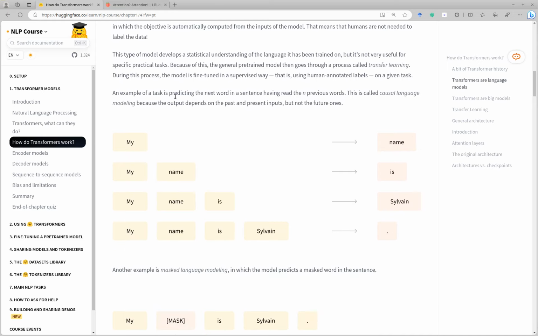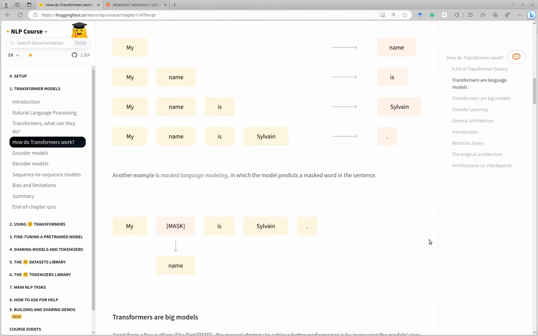An example of a task is predicting the next word in a sentence, which is called causal language modeling, because the output depends on the past and present inputs but not the future ones. So when we give it the input "my", it will predict "name", and now "my name", followed by the current output, will be given as an input again. So the future output will be predicted, and so on.